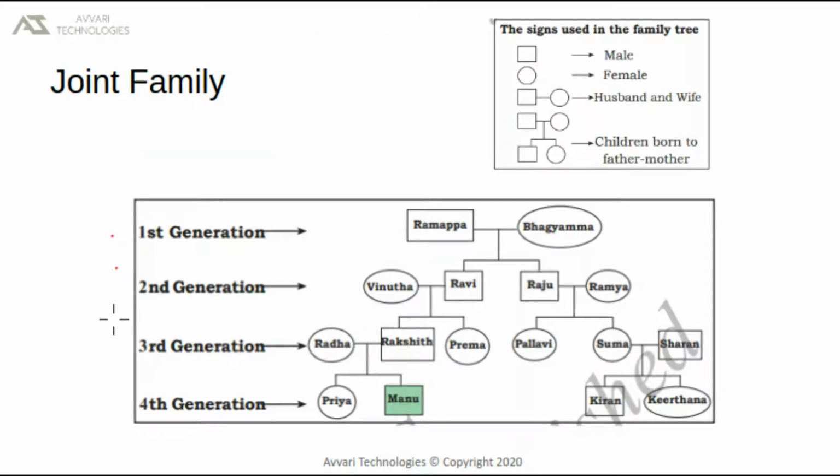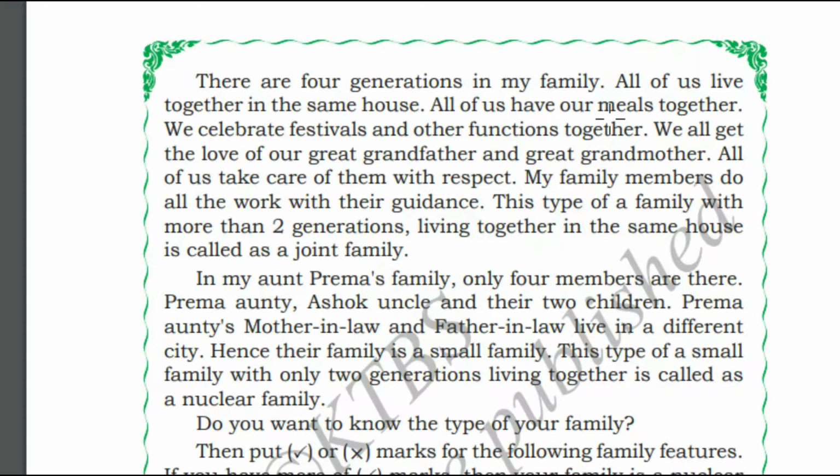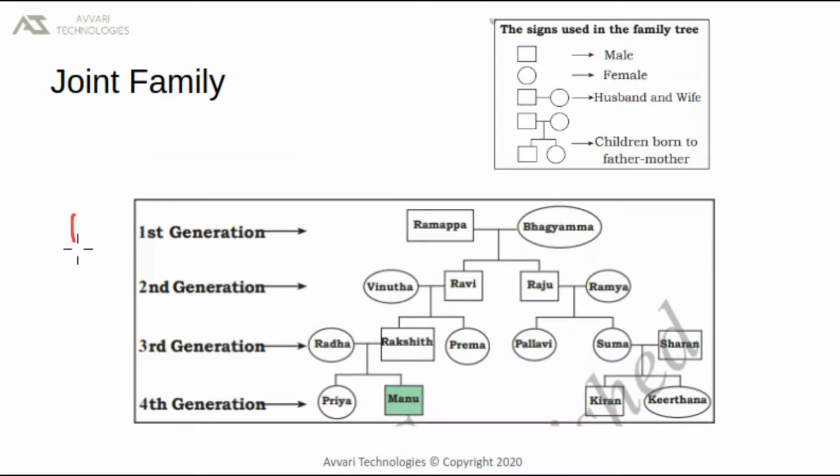1, 2, 3, 4. All of them have meals together. They celebrate festivals together. They get more love and affection from their great grandfather and great grandmother. All of them treat with respect. Family members respect their elders' guidance. This type of family with more than two generations living together in the same house is called a joint family. Here we can see Manu is living in a joint family.